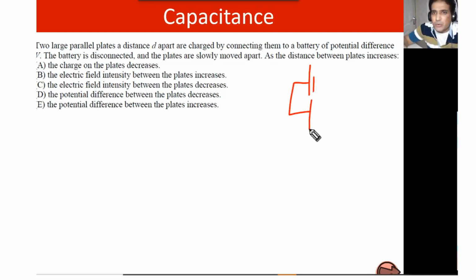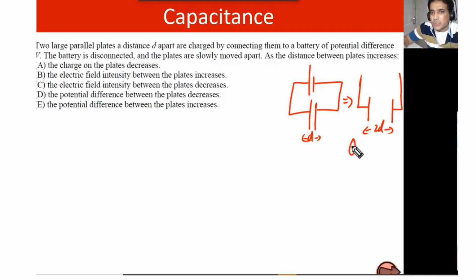Let me redraw for you, since some of you may not be clear. What we did now is like this. Now we pull apart these plates and we disconnect the battery. So this one was D, and here is 2D now. In this case, as the battery is disconnected, charge has nowhere to go. Charge cannot leave, so it means charge stays the same. And then you can figure it out. Okay, excellent. Answer is E. Wonderful.